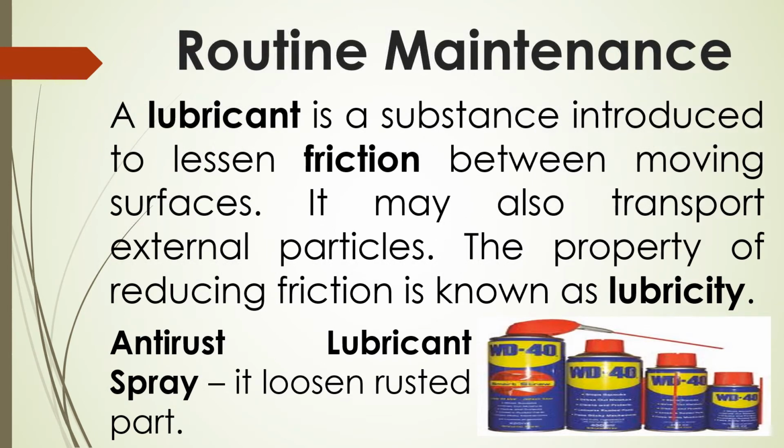A lubricant is a substance introduced to lessen friction between moving surfaces. It may also transport external particles. The property of reducing friction is known as lubricity. An example of a lubricant is an anti-rust lubricant spray. It loosens rusted parts.